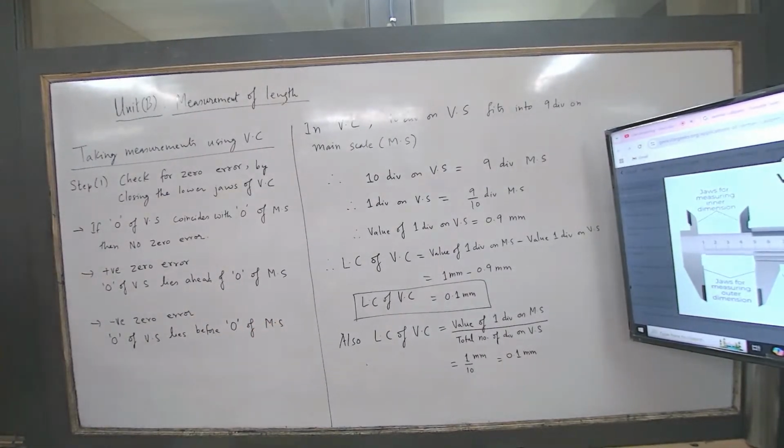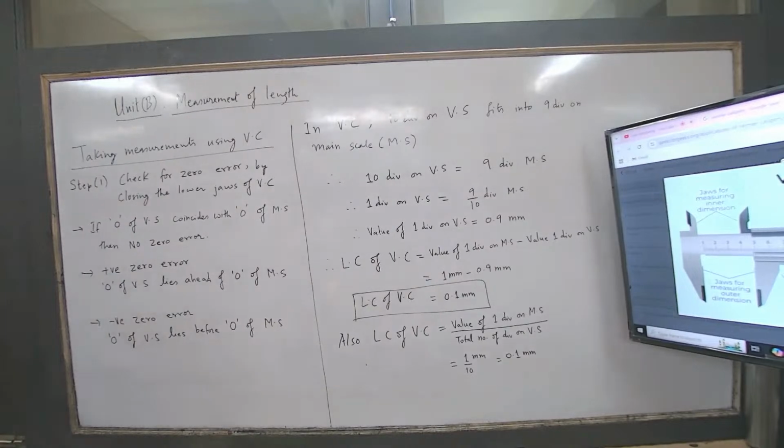Okay, so what is the meaning of negative zero error? It is always showing length less than the actual or measured length. So in this case you have to add, and in the first case you have to subtract. So in both cases we subtract only with the sign. Okay. So I'll tell you the method how to calculate zero error.